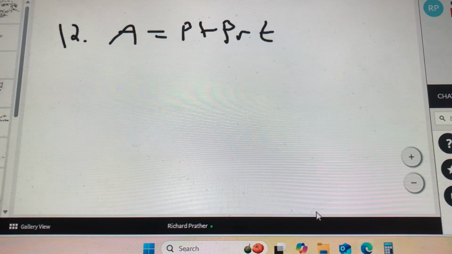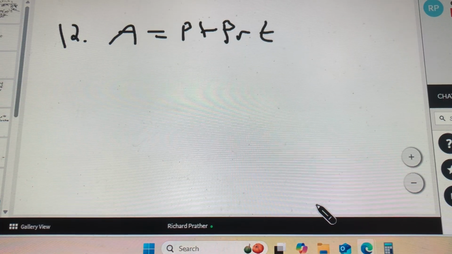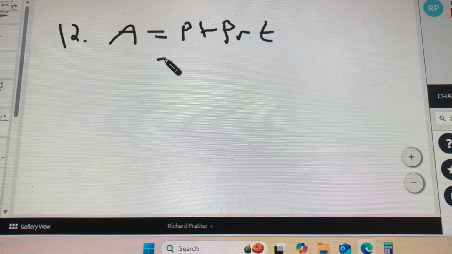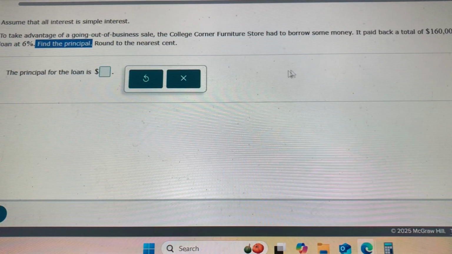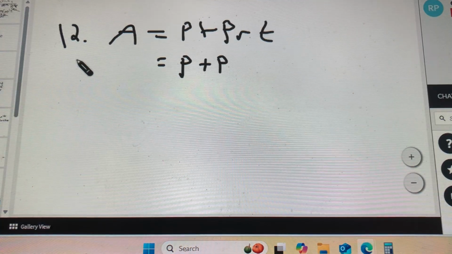The one unknown is going to be an A or a P or an I or an R or a T. It's got to be one of those 5. And here there's 2 P's, so I just write it twice because I don't know P. The dollar amount of 160,000, that's the future value. This is what they're going to have to pay back in the future.